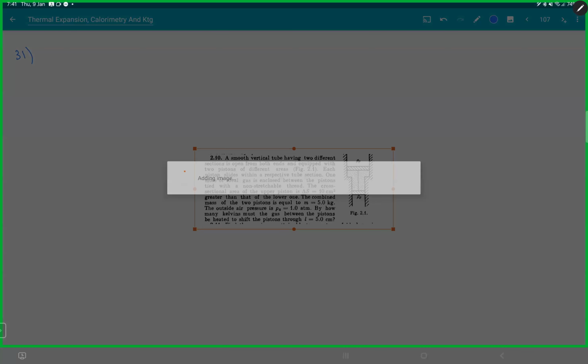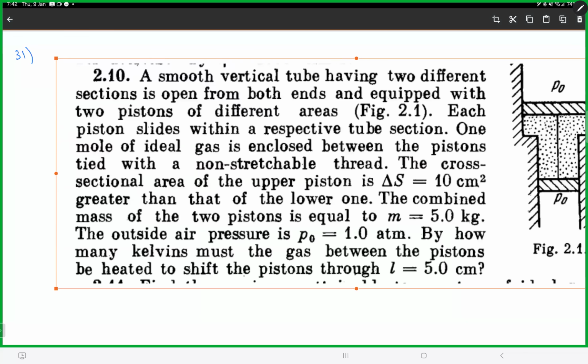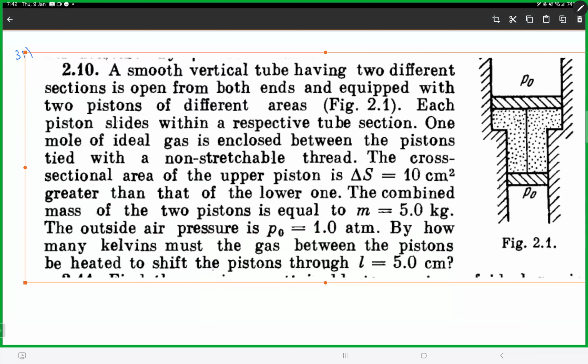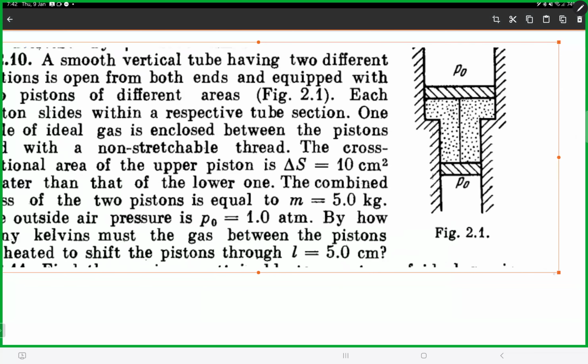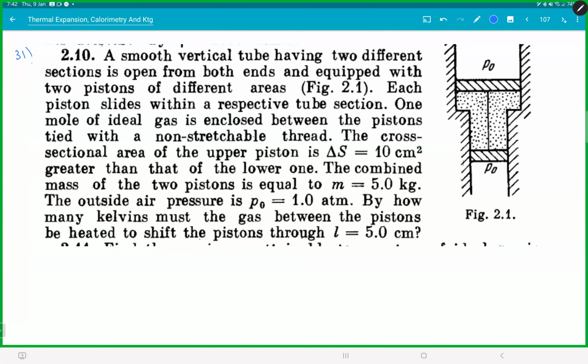This is a question from Erido. The language can be a little weird. Read the whole question once.